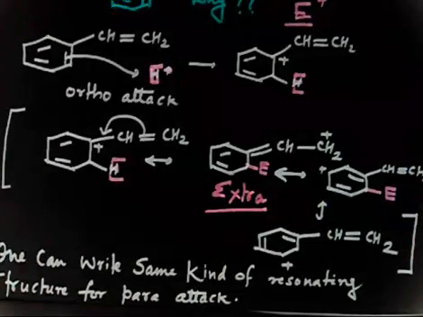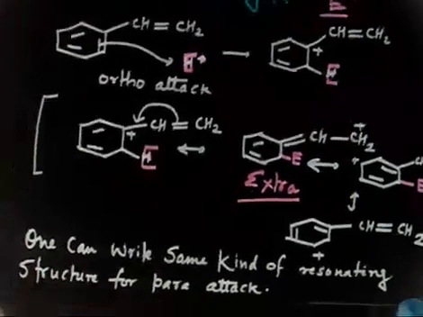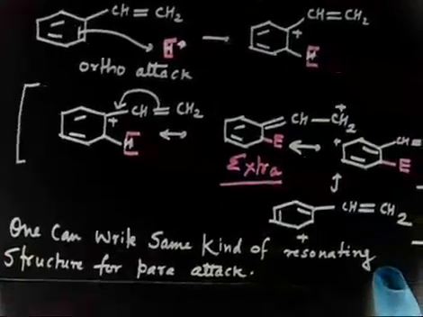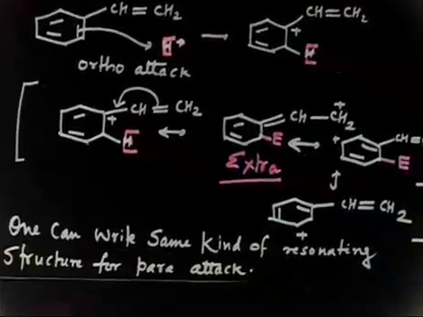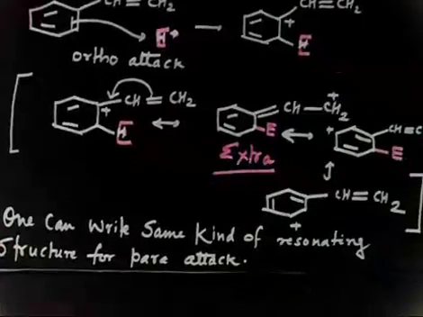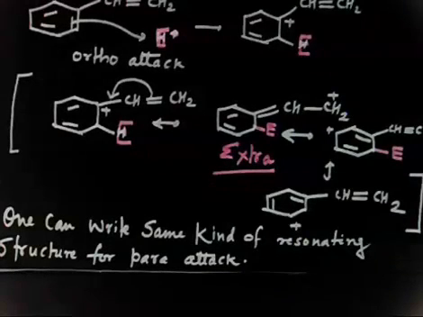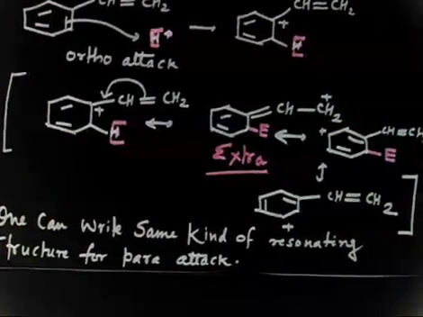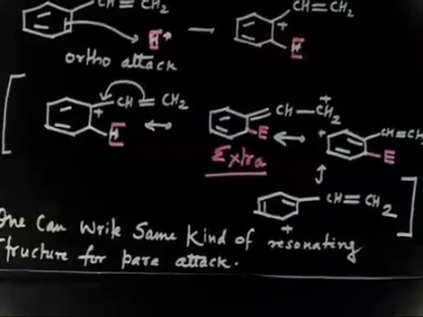Similarly, I will get the same kind of resonating structure if I attack at the para position. Are you getting it? So this suggests that styrene is more reactive than benzene. In the case of benzene, I will not get this extra resonating structure. This extra resonating structure makes the carbocation, the arenium ion, more stable. So that's why attack happens at the ortho and para positions, and the rate of this reaction increases with respect to the benzene ring because of this extra stabilization. Are you getting it or not?